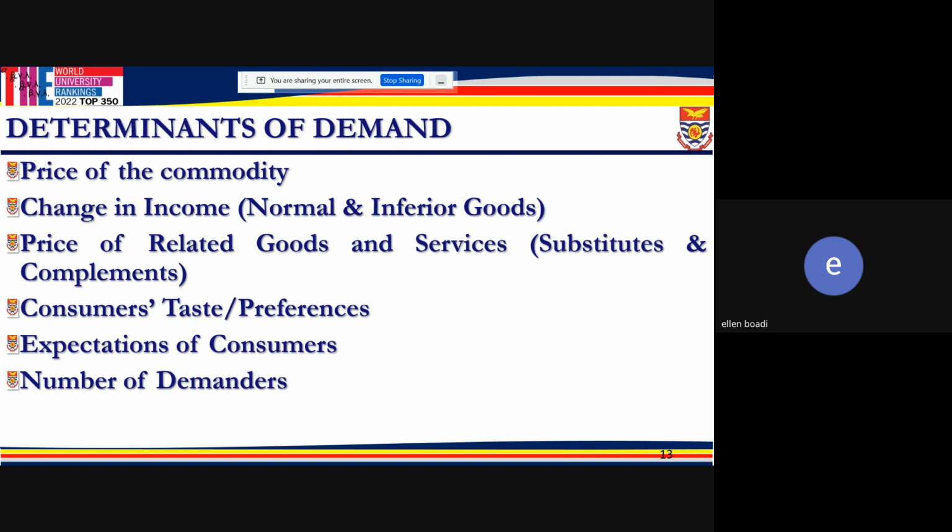If jollof and fried rice serve the same purpose, whatever happens to the price of fried rice, which is a substitute, will influence the quantity of jollof, even though the price of jollof might not have changed. Okay, so for instance, jollof is still 10 cedis. Fried rice also say 10 cedis. Then the price of fried rice reduces to 5 cedis.